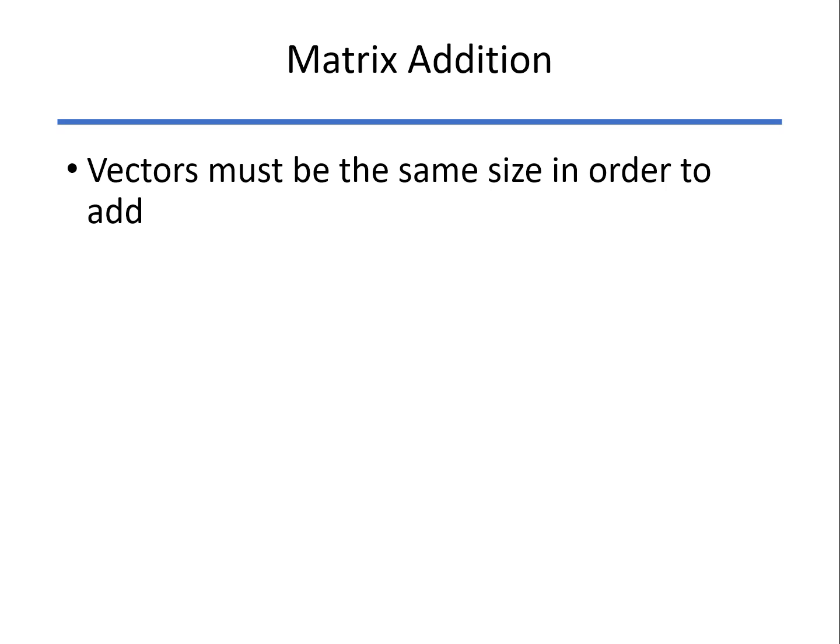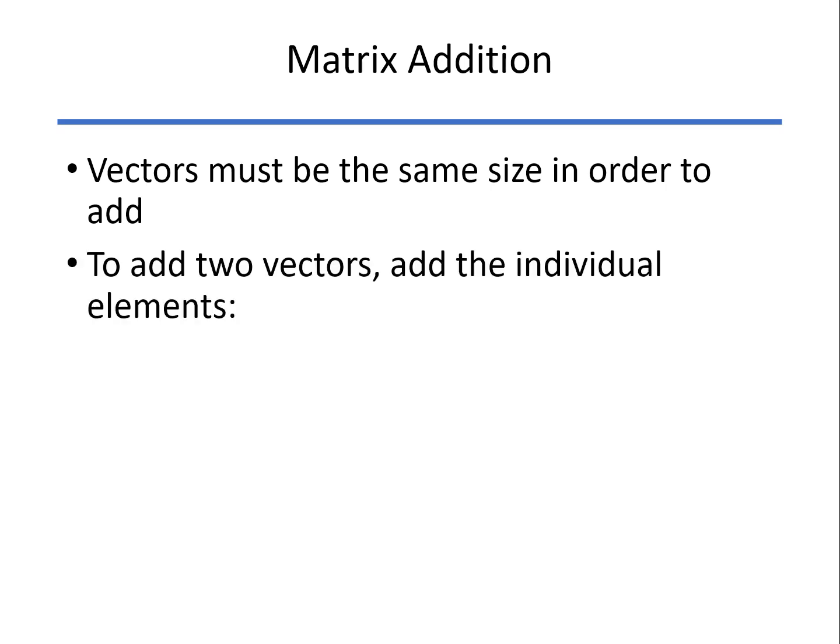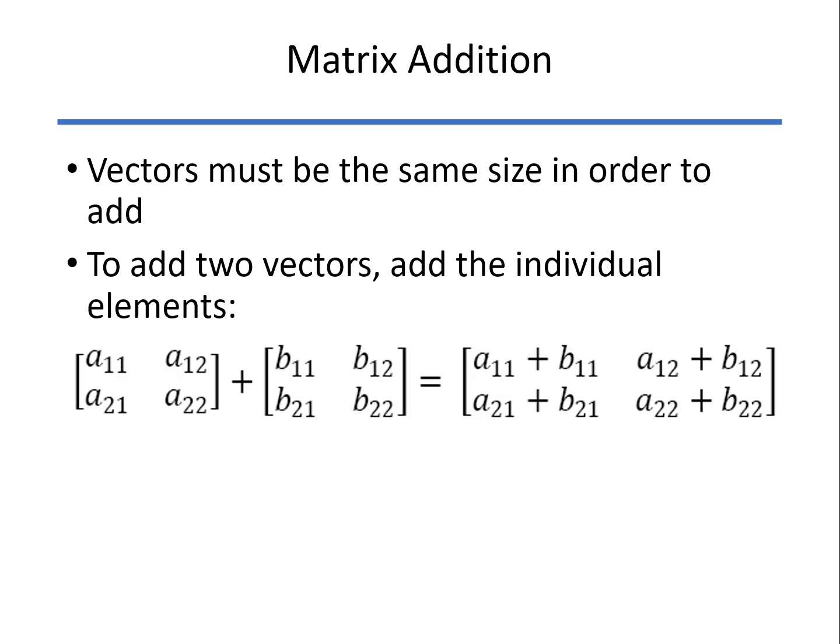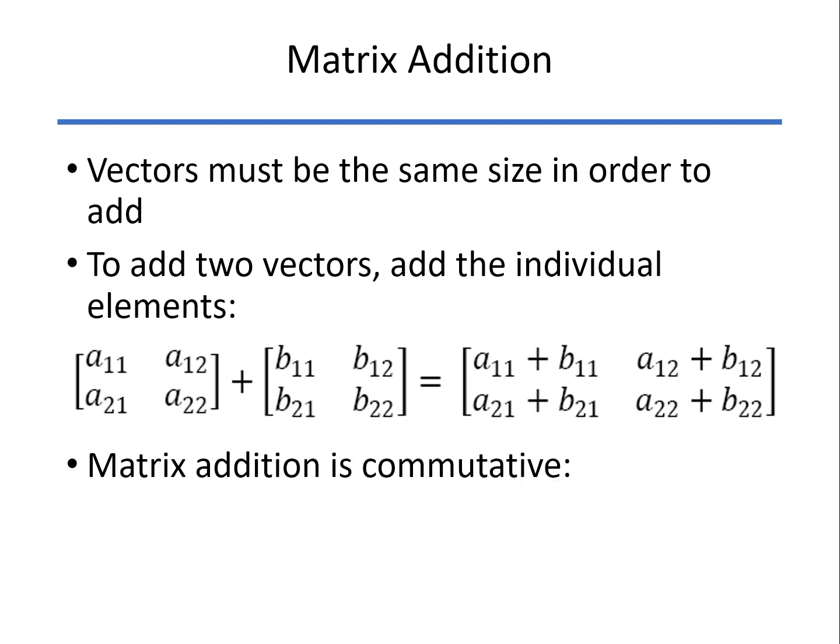So first of all, to add two matrices together, they have to be exactly the same size, and when we add them, we simply add those individual elements. So in this case, you can see the 1, 1 values of both those matrices are added together, the 1, 2 values, etc. So in this case, you can certainly change the order of the operations, and so we say it's commutative.